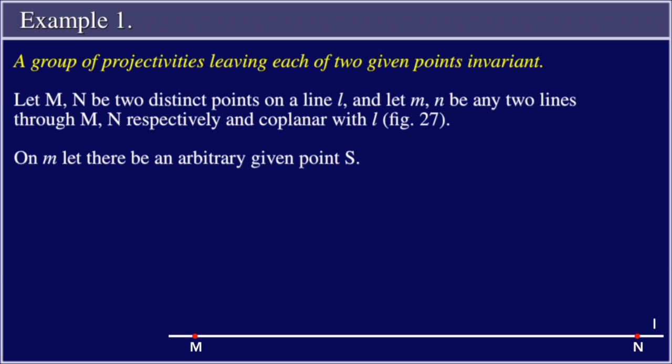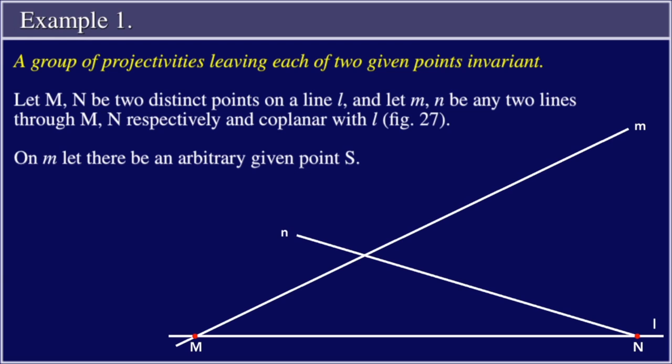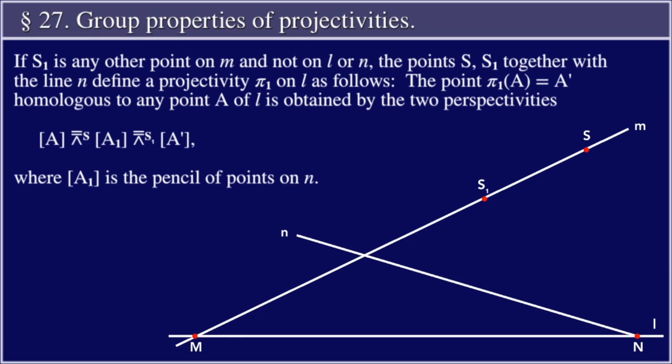Let M and N be 2 distinct points on a line L, and let m and n be any 2 lines through M and N respectively and coplanar with L. Figure 27. On m, let there be an arbitrary given point S. If S1 is any other point on m, and not on L or n, the points S, S1, together with the line n, define a projectivity pi1 on L as follows.